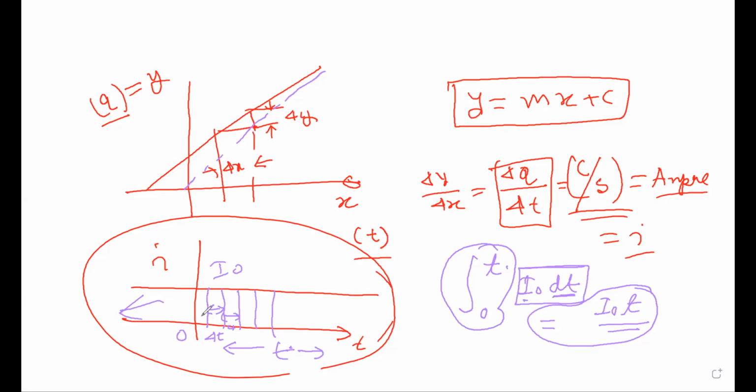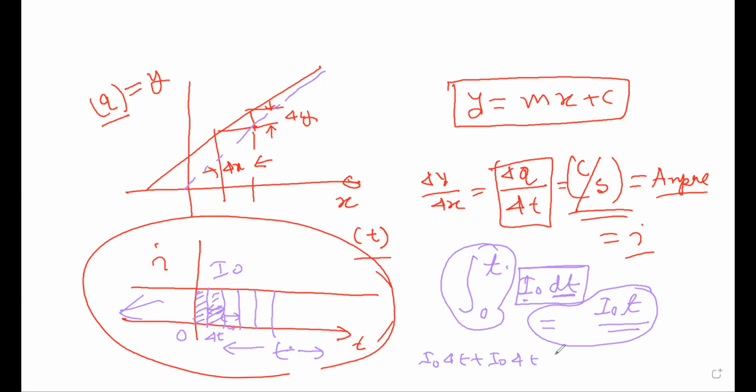Then if we want to replicate this here, consider the first rectangle. Is it not equal to I0 del T, the area? Then again, the second area is also equal to I0 del T, is it not?